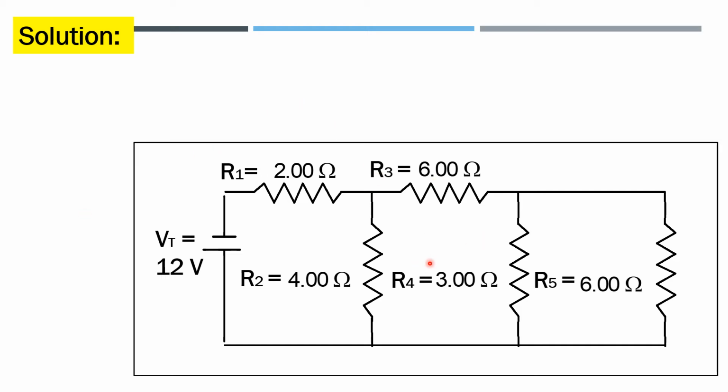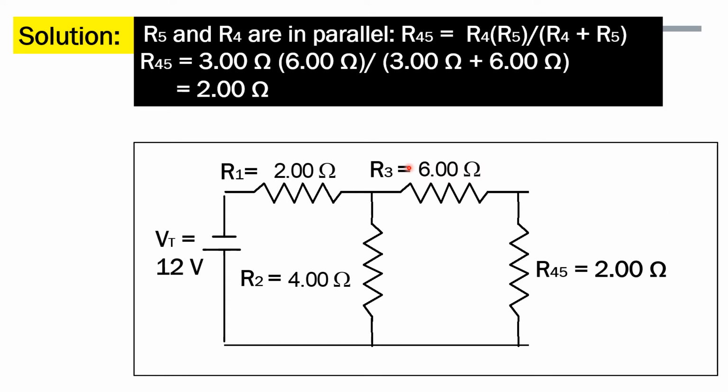We saw in the earlier slide that R4 and R5 are connected in parallel. When they are combined, using the formula for adding two unequal resistances in parallel, we multiply the two resistances, R4 times R5, and divide by their sum, R4 plus R5. This gives us R sub 4,5.